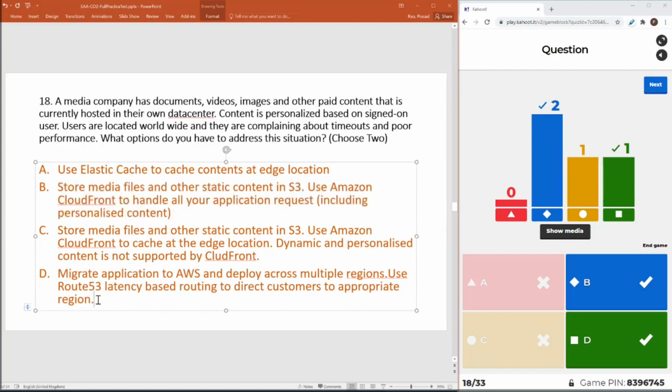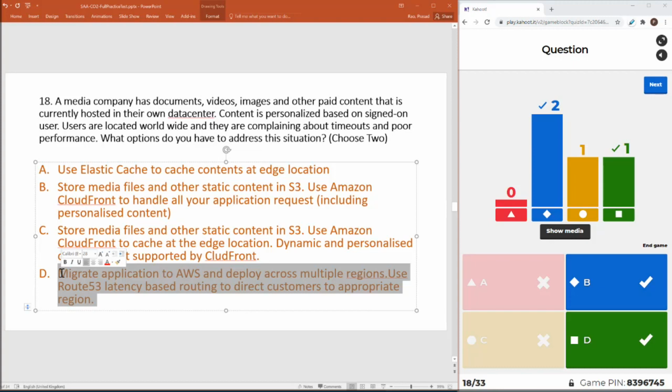D is more of a rehost. So there are multiple cloud migration strategies: rehost, refactor, relocate, retire, and so on and so forth. There are 7 migration strategies. Option D is more of a rehost, where you have taken your traditional application on your on-prem and rehosted it onto cloud. And because you wanted to reach your global users, you deployed on multiple regions and used Route 53 to route the request to the nearest region.